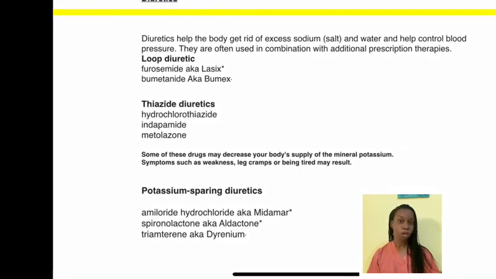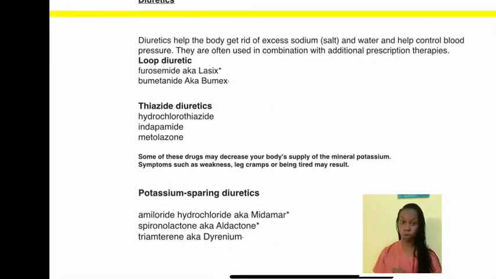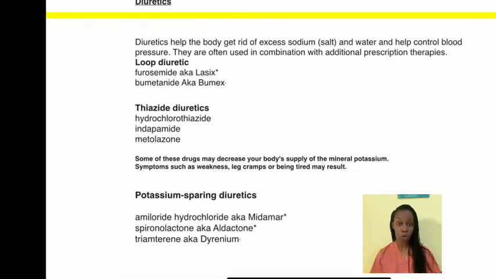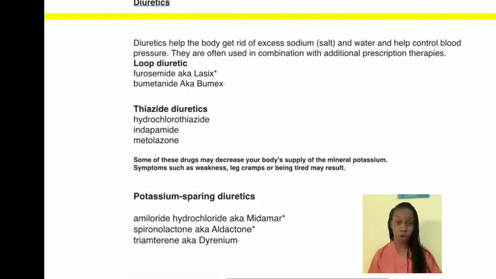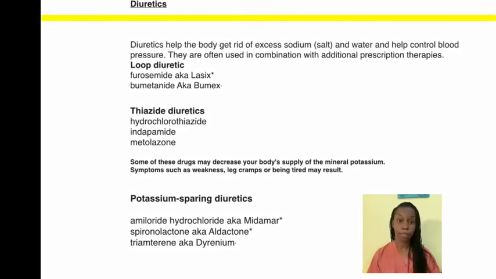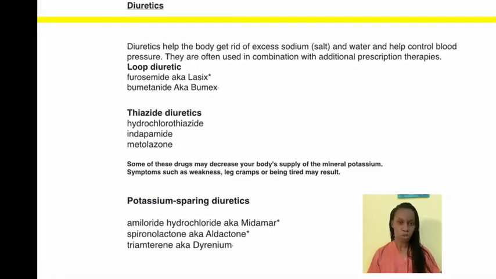So you're going to be seeing this slide over this side, which shows that on the loop diuretics comes Lasix, on the thiazide diuretics comes hydrochlorothiazide, and with the potassium sparing diuretics come medications such as Aldactone, and the list goes on.